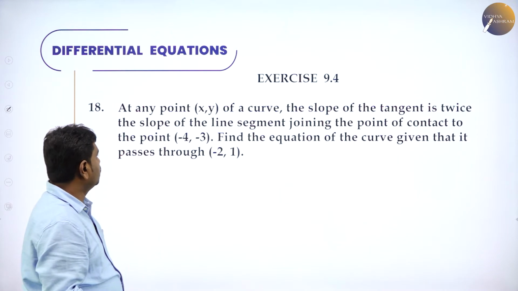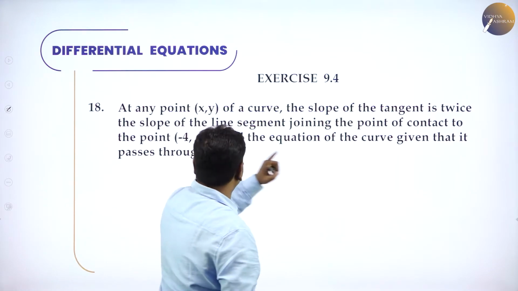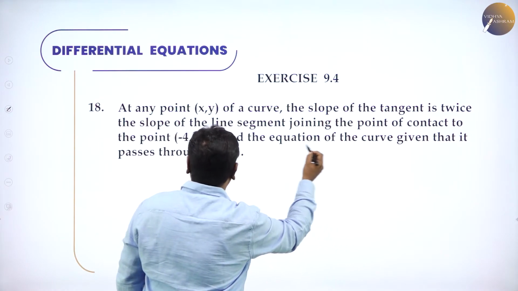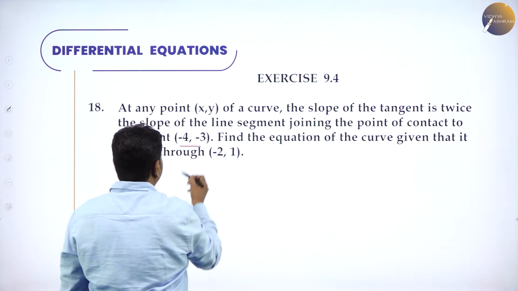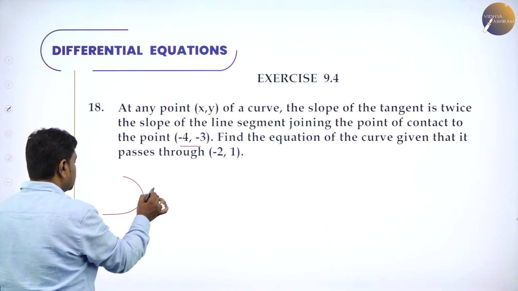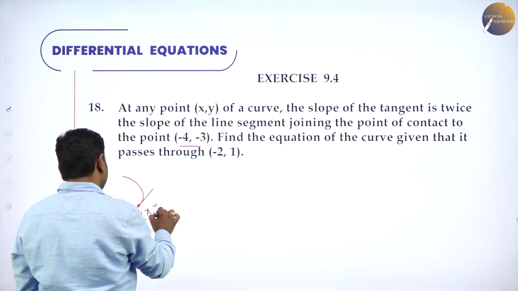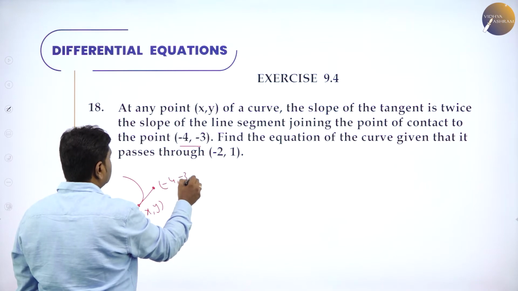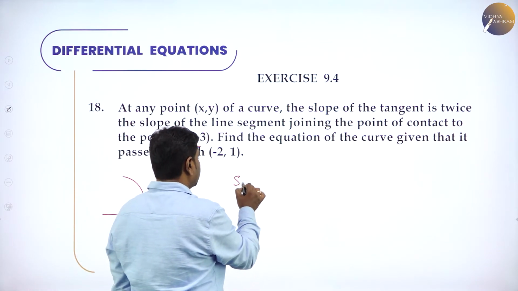Now, at any point (x, y) of a curve, the slope of tangent is twice the slope of the line segment joining the point of contact to the point (-4, -3). Find the equation of the curve. See, there is a curve. There is a slope of tangent at the point of contact. Point of contact I call it as (x, y). And from this (-4, -3), what is given? Slope of tangent.